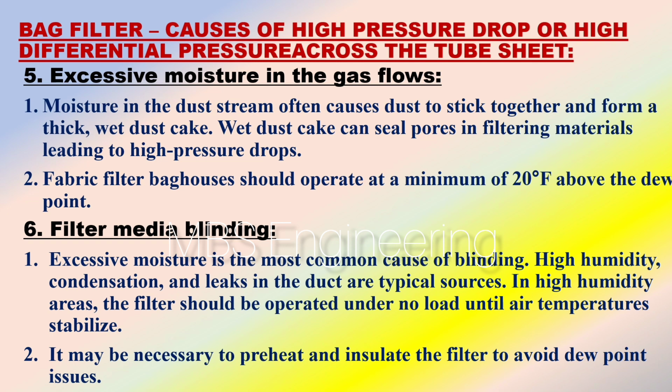Next, one of the main causes of high differential pressure is the filter media blinding in the bag filter system. Point number 1. Excessive moisture is the most common cause of blinding. High humidity, condensation, and leaks in the duct are typical sources. In high humidity areas, the filter should be operated under no load until air temperatures stabilize. Point number 2. It may be necessary to preheat and insulate the filter to avoid dew point issues.